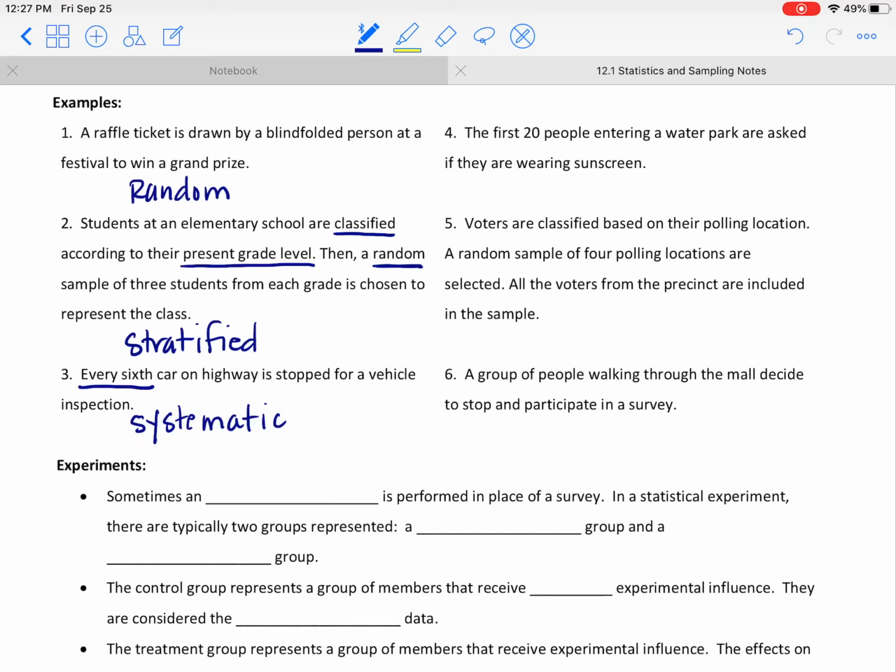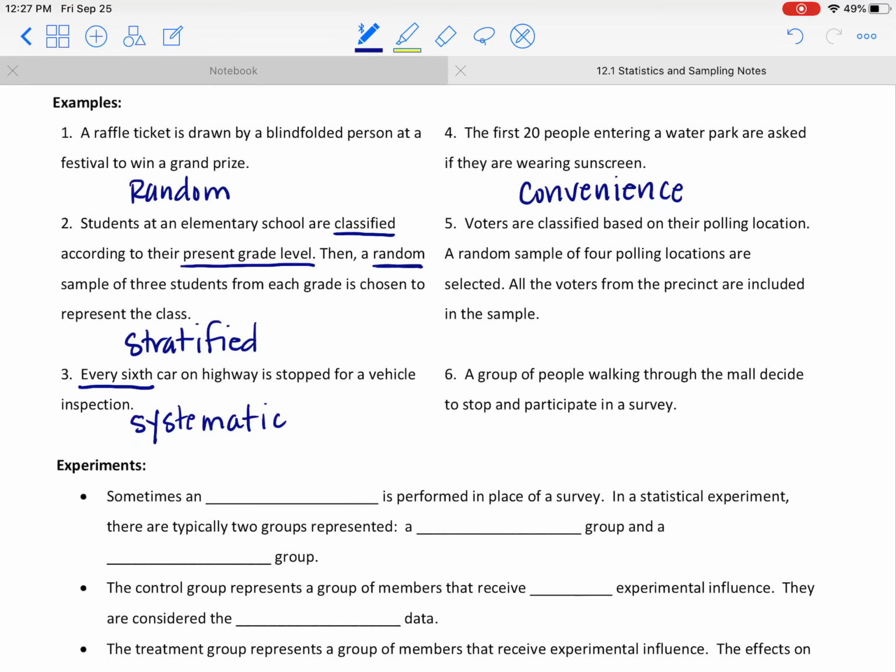How about: the first 20 people entering a water park are asked if they're wearing sunscreen? I would say that's pretty convenient, right? If you wanted to know how many people are wearing sunscreen, it'd be pretty convenient to ask the people entering a water park. But I think you might get biased results there, because you're probably more likely to be wearing sunscreen walking into a water park than if you weren't. So this is going to be a convenience sample, and this is again where you might get biased results, so results that lean a particular way.